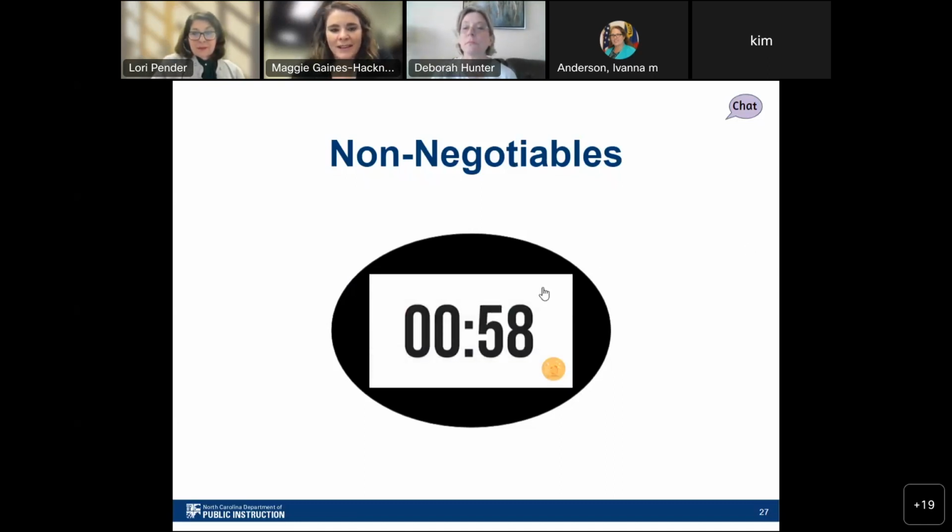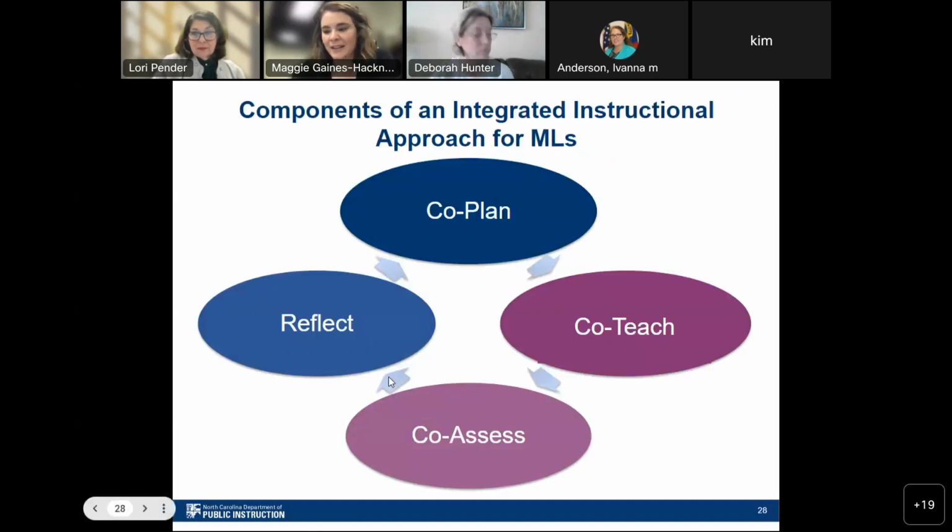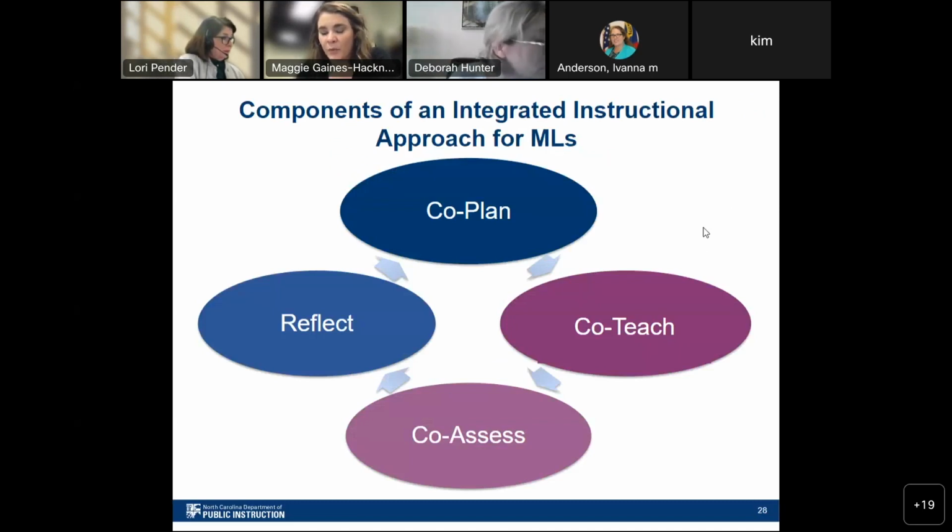And then winding down, getting ready to lead up to our first break, we wanted to leave you with this. You have to understand that this is the ideal collaboration model, the different components needed for integrated instruction. You have co-planning, co-teaching, co-assessing, and reflecting. Those are the 4 things that we must do in order to have success with the co-teaching model. If one of these components is missing, then co-teaching itself cannot be successful. And we're going to dive into that after we come back from the break.